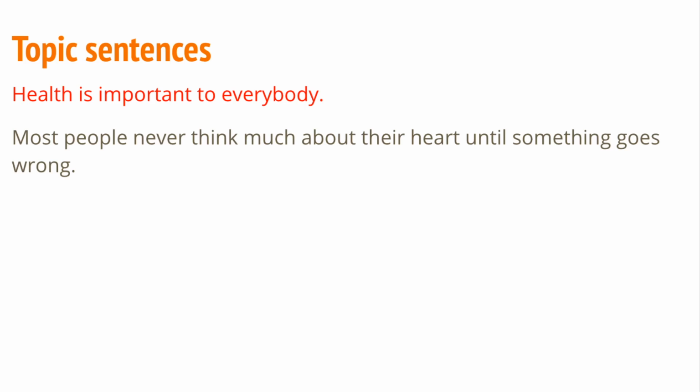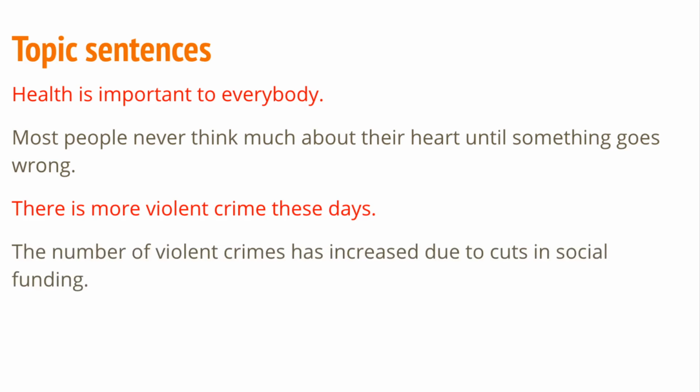Let's have a look at another example. "There is more violent crime these days." Well, again, this is very general. This could be 1,000 different paragraphs. So more specific: "The number of violent crimes has increased due to cuts in social funding or social programs," or something like that. So now we have a much, much better idea of exactly what this paragraph is about.